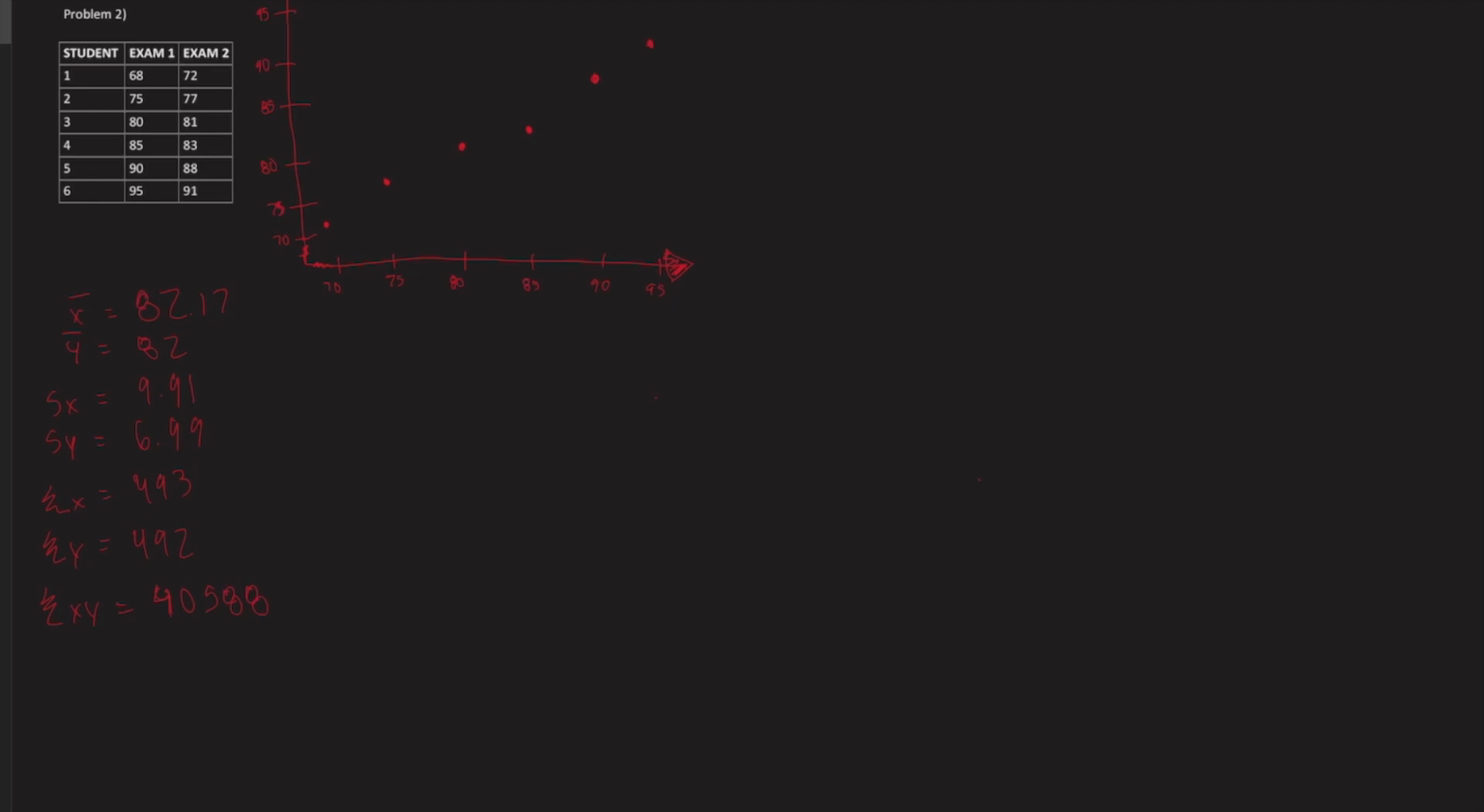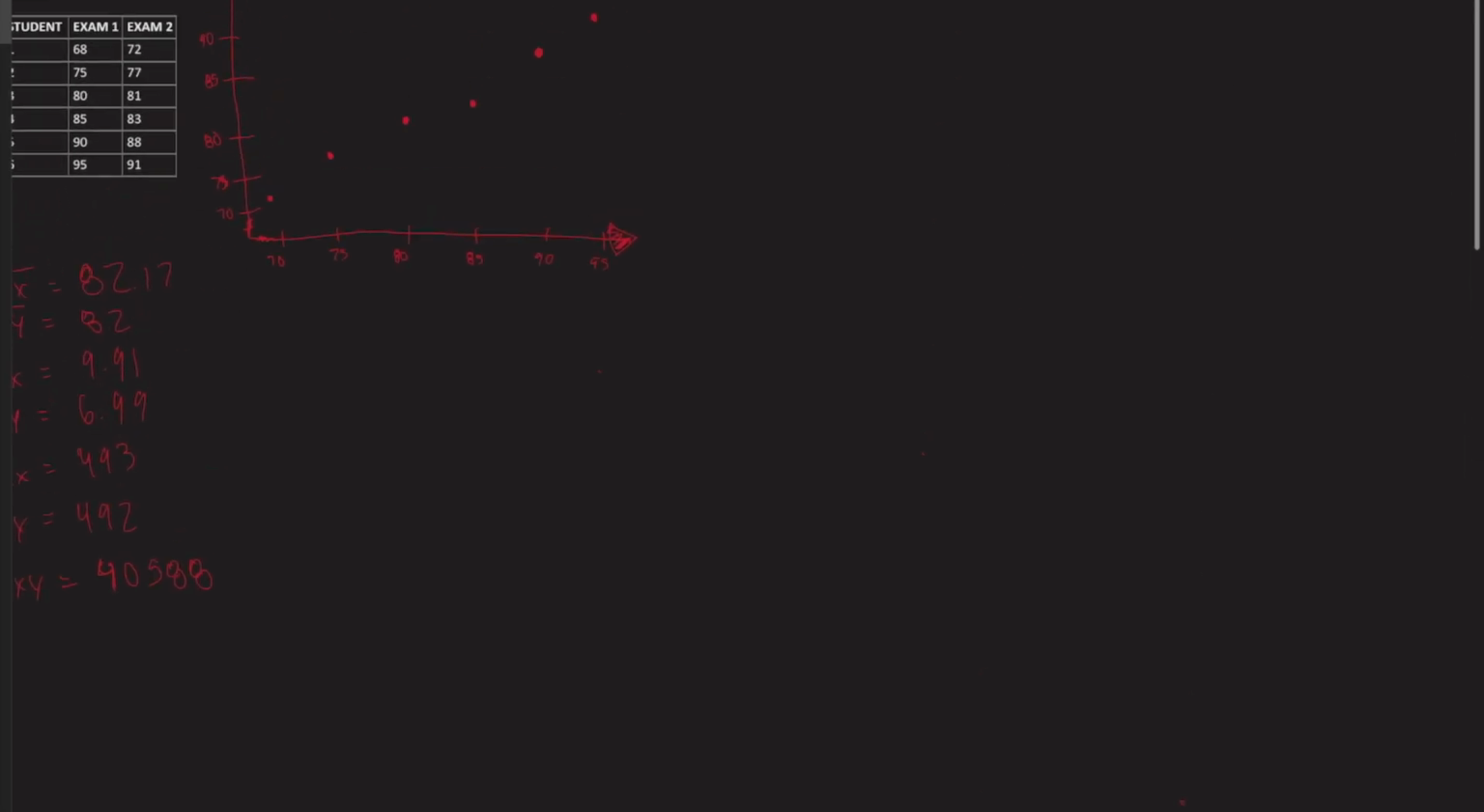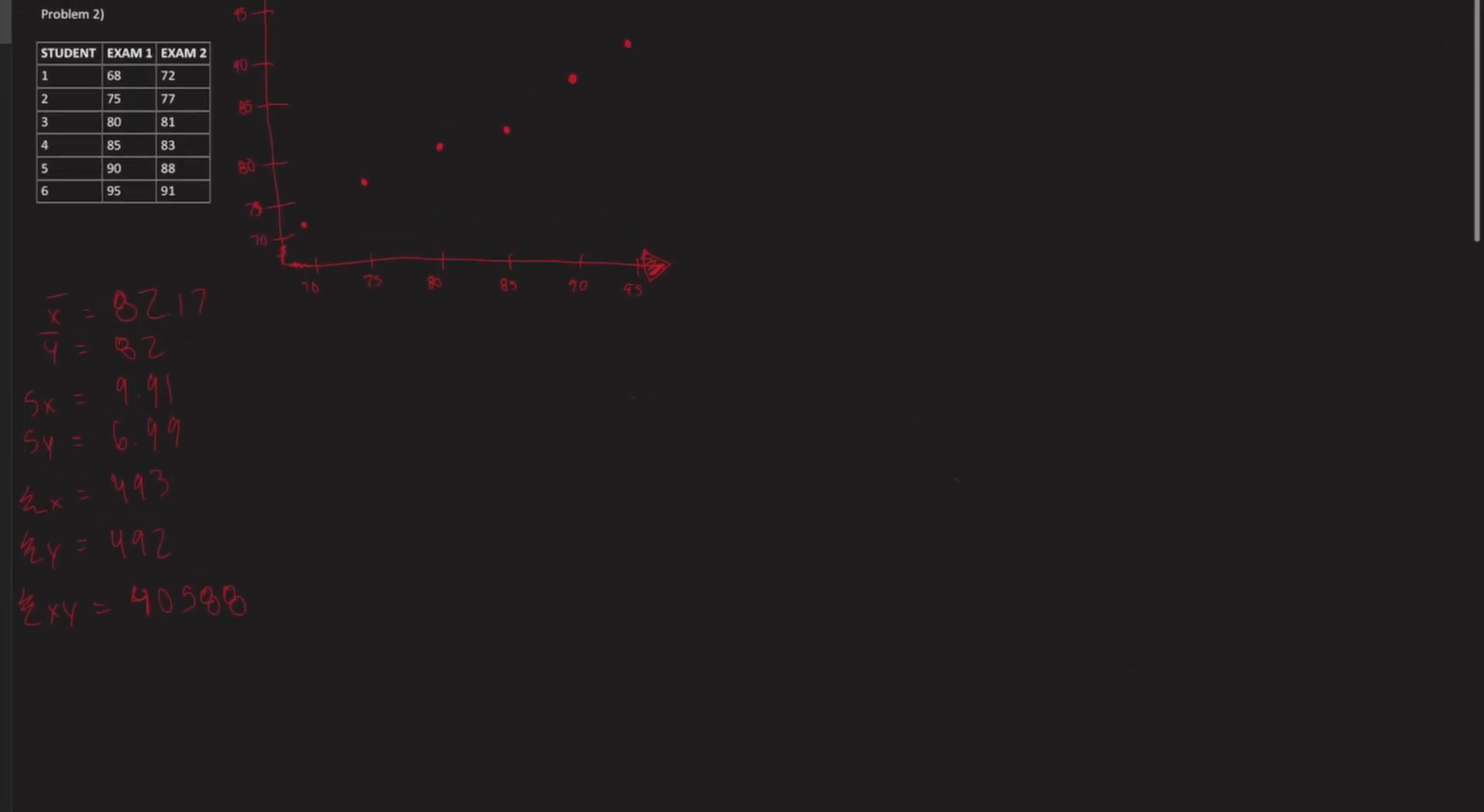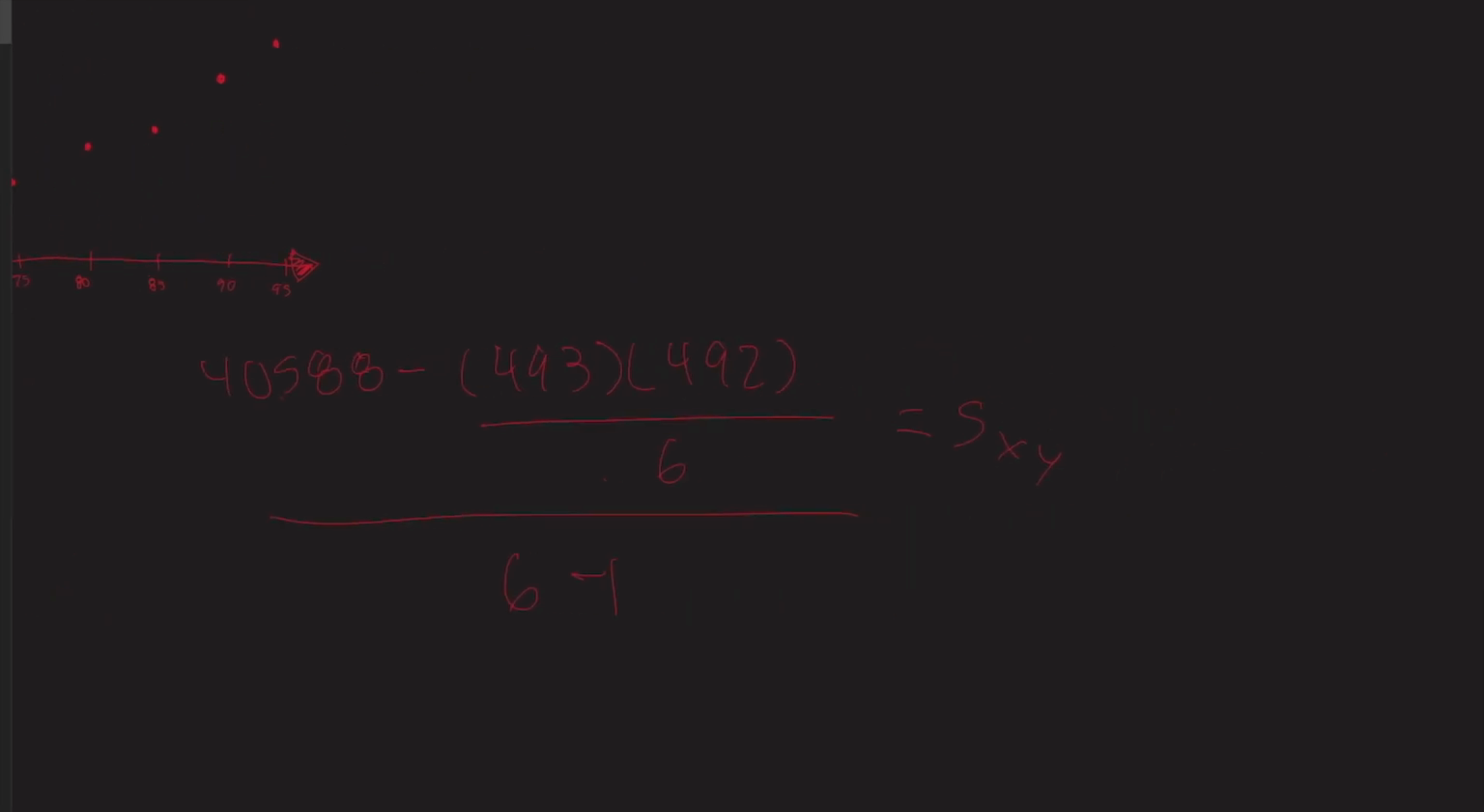We want to get the sum of x and y, which in this case is 40,588, subtracted from the sum of x, which is 493, times the sum of y, which is 492, all over n, because there's 6 different students, so n is 6, over 6 minus 1. We want to plug that into our calculator to find SXY, and after plugging into our calculator, we get 57.